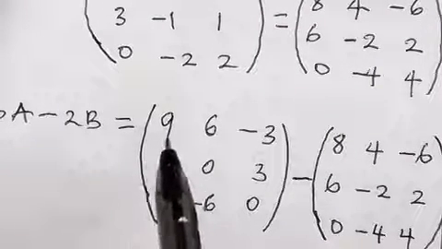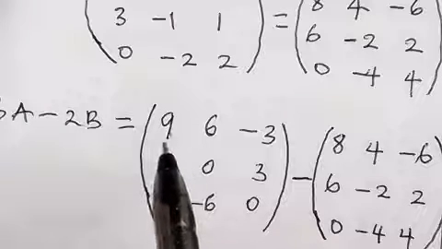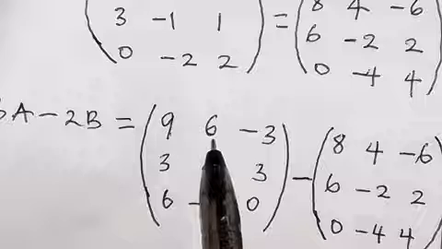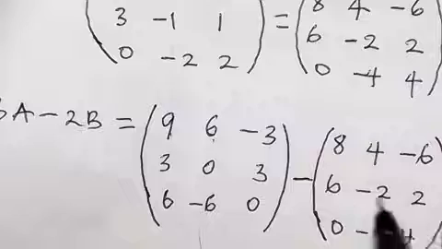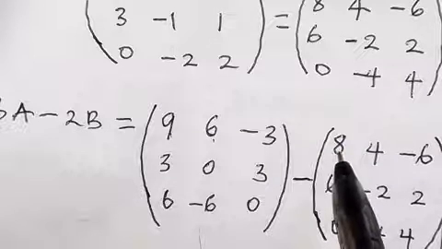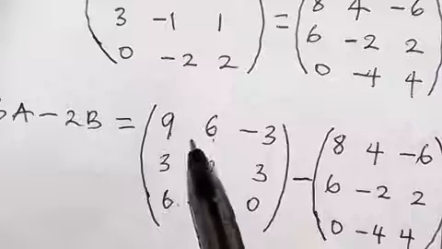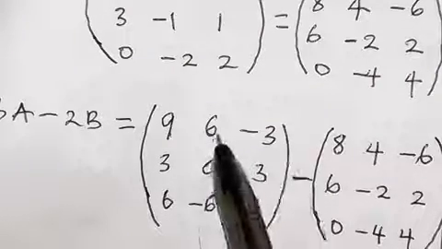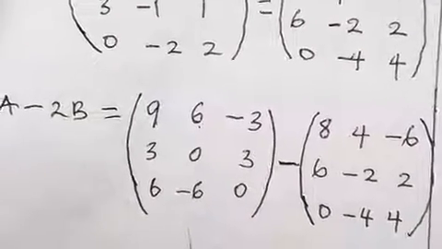Now, this element 9 here is the element in the first row, first column. This element 6 is the element in the first row, second column. So corresponding elements will be subtracted from each other. Also, this 6 corresponds to this 4. So that is how we do that.